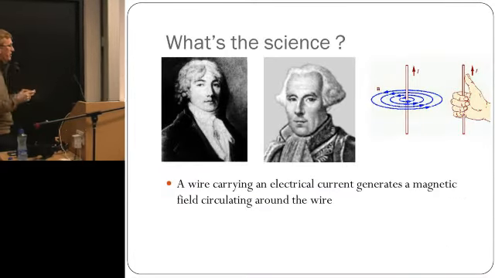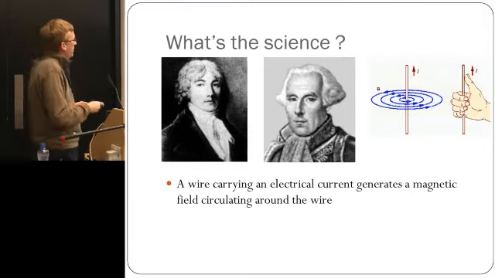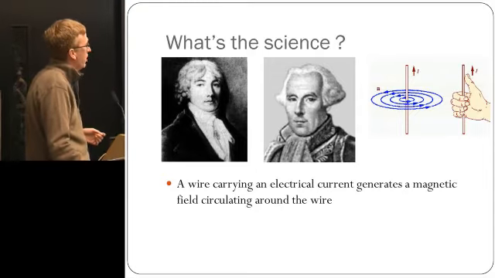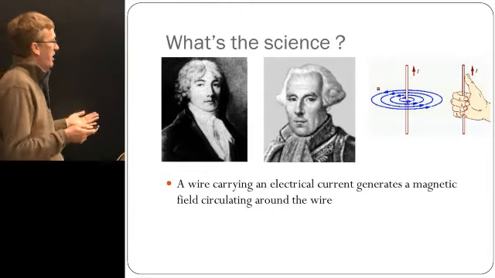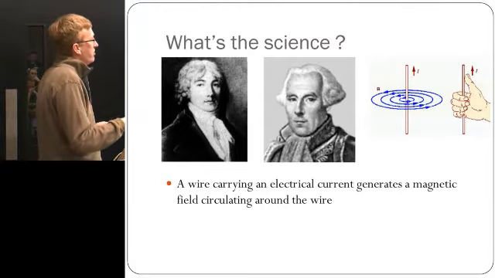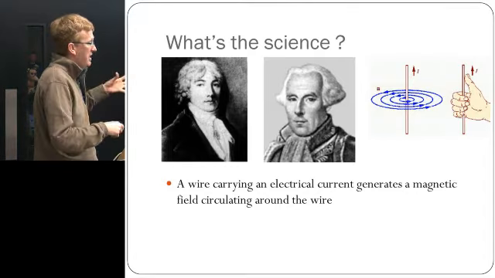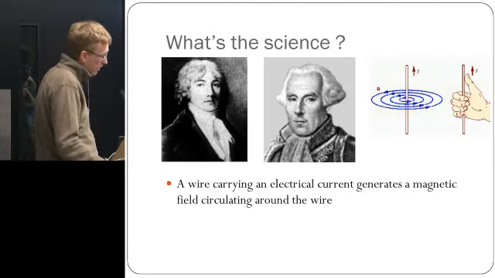So, again, quick bit of science. These two guys, Biot and Savart, obviously from a hell of a long time ago, looked at magnetism and electricity, and they identified what's called the Biot-Savart law. And what this means is that when you've got an electric current flowing in a straight wire, you get a magnetic field created around the wire. That's the Biot-Savart law.